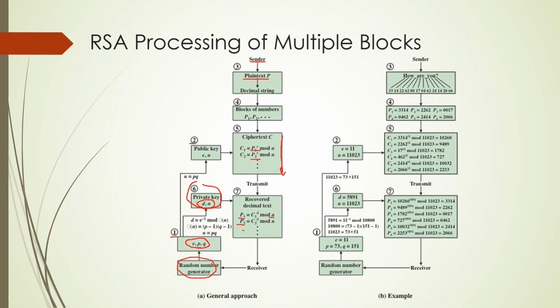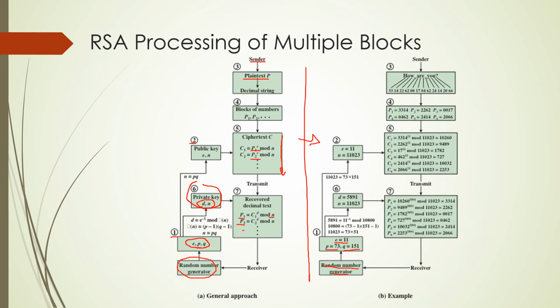Now, here is a numerical value, the random number generator on the right hand side. I'm just going to show you a numerical example. The random number generator is going to generate the following random numbers. E is 11, P is 73, Q is 151. As I said, in the real world, RSA's P and Q would be about 150, 160 digits long. They're not going to be small numbers like 73 or 151. But these are okay numbers for this example. These are both prime numbers.